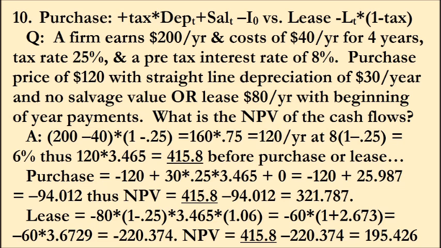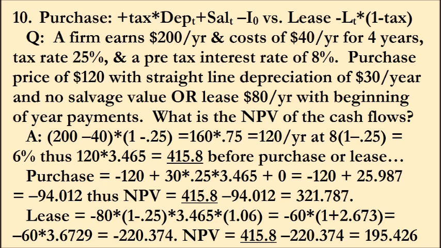First of all, let's just look at the front end of the business regardless of whether we lease or purchase. Well, we'd have the $200 going in, $40 going out, that's $160. Tax is a quarter, so we keep 3/4 of that, that's $120. And the discount rate is now 6%. Thus, we get $415 regardless of whether it's a purchase or a lease.